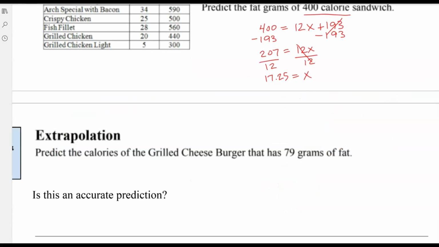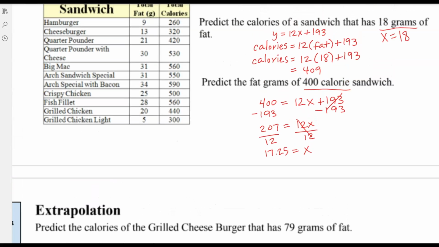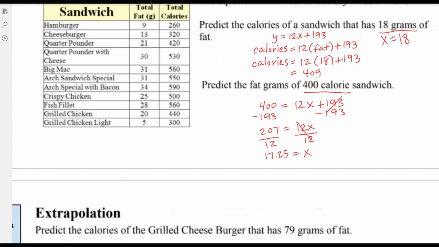On the top of the back side of the page, we want to predict the calories of the grilled cheeseburger that has 79 grams of fat. So remember, grams of fat was in the X column over here. And if you compare 79 to the values that we had, the highest value we had was 34 in our list. 79 is way outside of that.